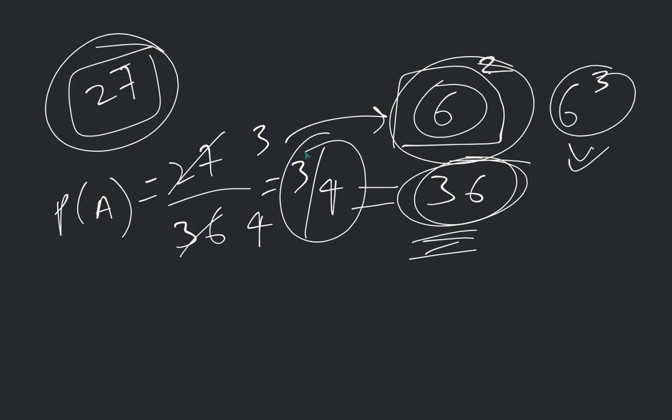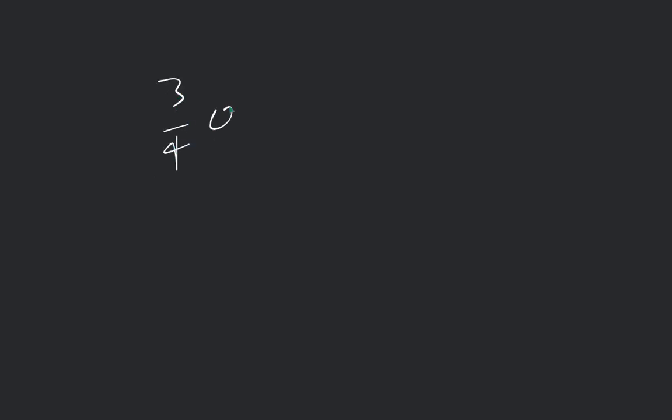Is it clear? It says decimal, so I need to convert it. We can convert 3 by 4 to decimal. It will be 0.75. Yes, that's the answer. Now you can check whether it matches the answer key. Yes, I think you must have got it right.